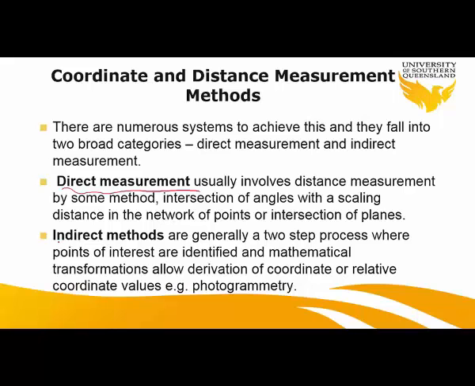Again, an example of an indirect method is photogrammetry. We don't directly measure any distance or angle. We just take images, and later on, using some mathematical model and transformation, we can transform the coordinates of the camera station to the points in the images. So this is the simplified version of the two measurement techniques that you can use in metrology.